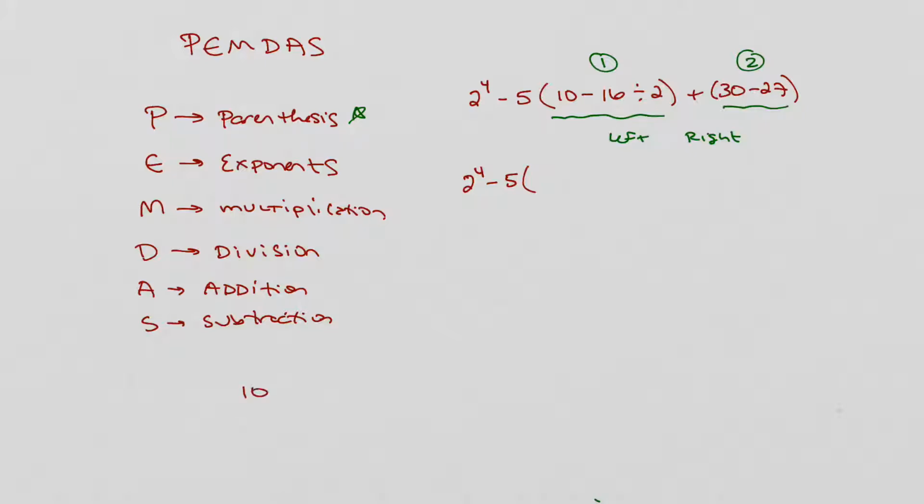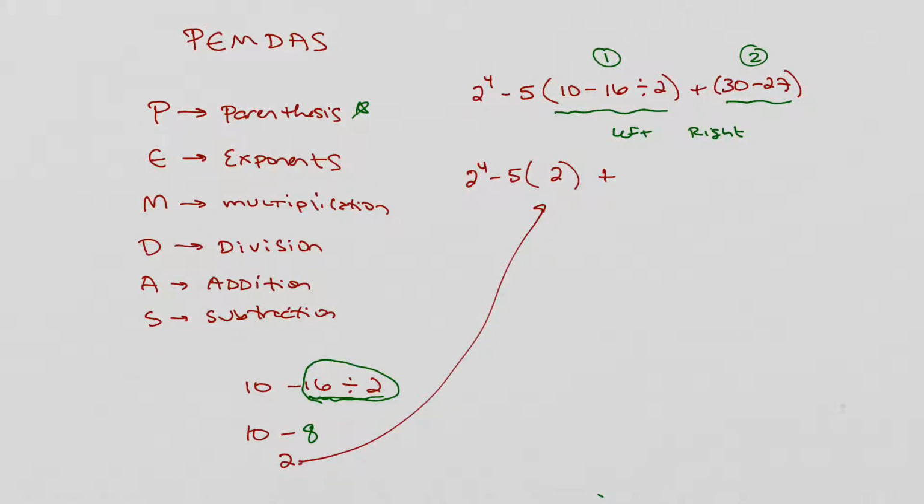What is 10 minus 16 divided by 2? Again, according to the order of operations, I should do the division part first. So I'm leaving that 10 alone and the negative sign alone. And then 16 divided by 2 leaves me with an 8. And then 10 minus 8 leaves me with 2. So this 2 goes right here. And then that's plus. If we looked at the second one, 30 minus 27 is just 3.